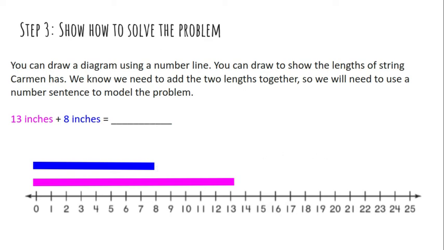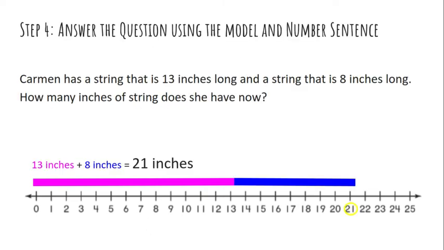Right now on my number line, my two important pieces of information are on top of each other. When I'm adding them, I need to put them together. I now know that 13 inches plus another 8 inches gets me to 21 inches in total. I know that my label is inches. I used my two important pieces of information and I showed my problem with a model and a number sentence.